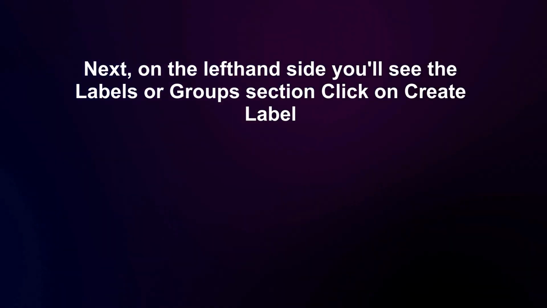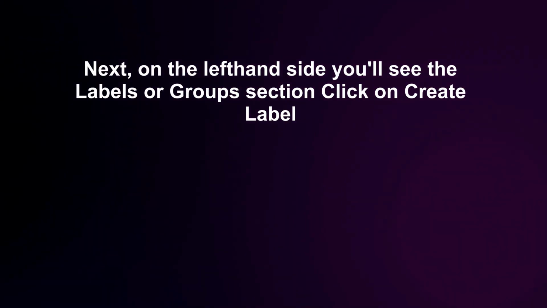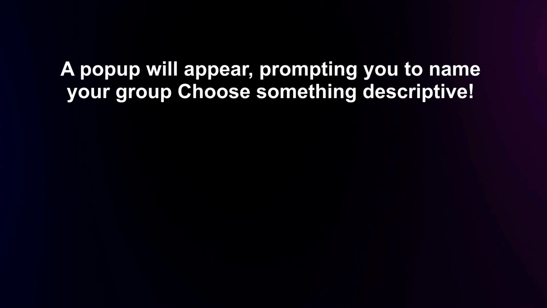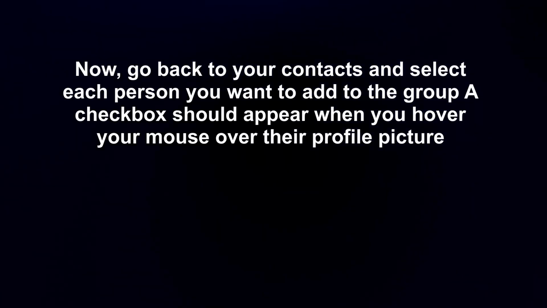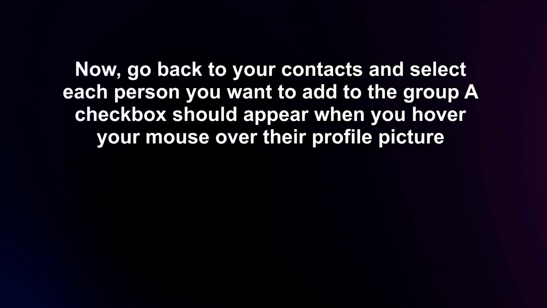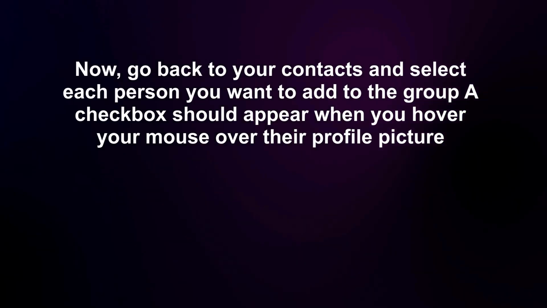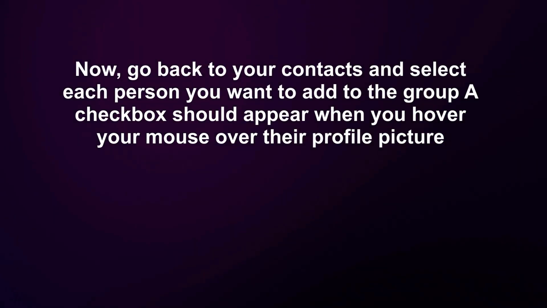Next, on the left-hand side you'll see the Labels or Groups section. Click on Create Label. A pop-up will appear, prompting you to name your group. Choose something descriptive. Now, go back to your contacts and select each person you want to add to the group. A checkbox should appear when you hover your mouse over their profile picture.